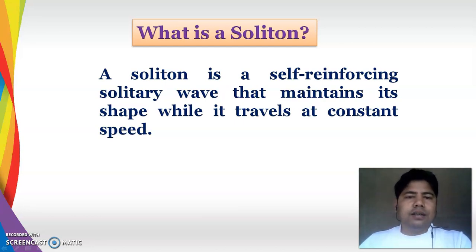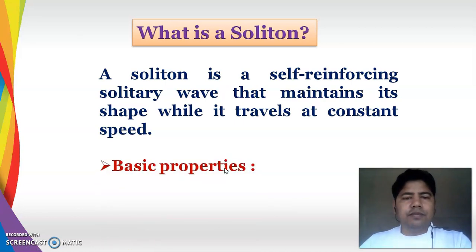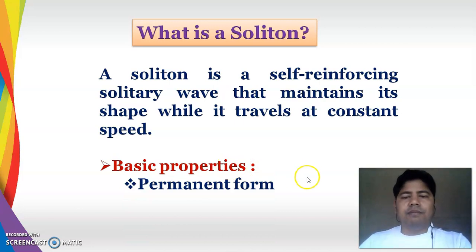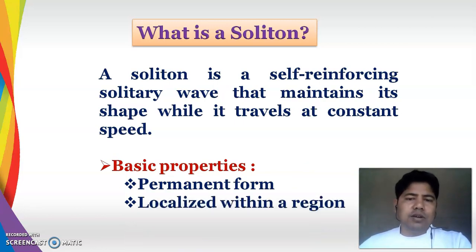Okay, what are the basic properties of it? First, permanent form. Permanent form means its shape will be preserved throughout its propagation, and localized within a region. So during the propagation, neither its speed nor its shape will change. Means the amplitude it has when it is produced, it will maintain throughout the propagation till the end.